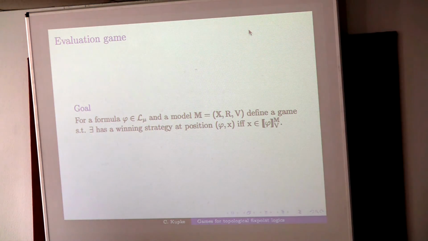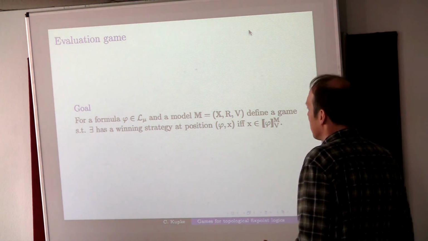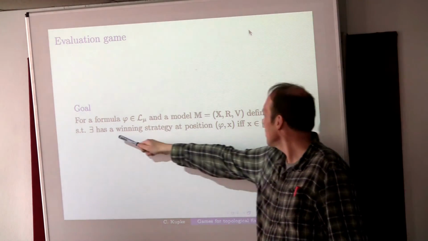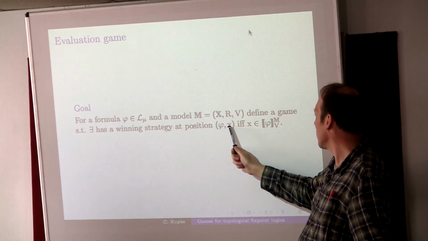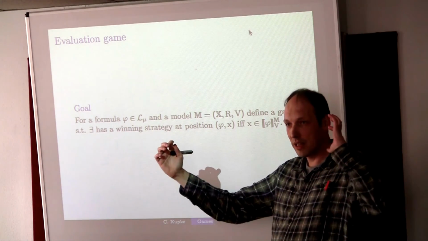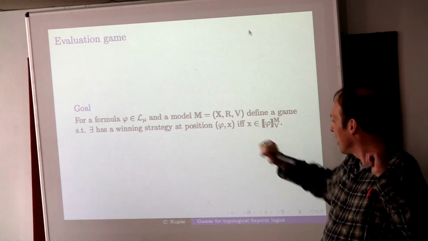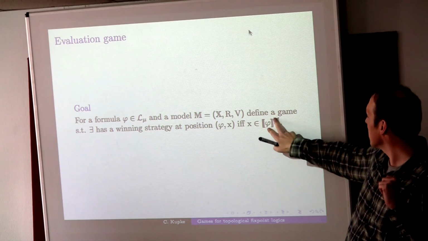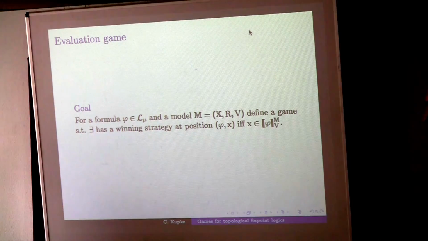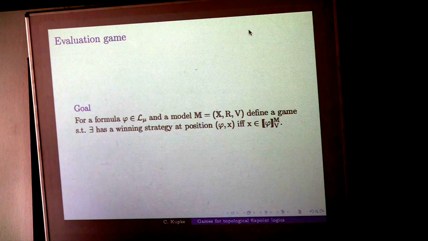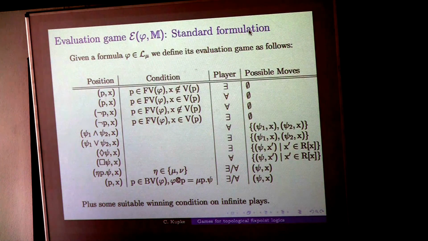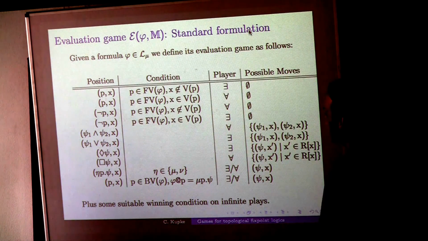And so the goal indeed was that we wanted to have a game such that, for a given formula phi and a model, we define a game such that Eloise has a winning strategy at this position phi, comma, x. The positions are formulas, comma, element states in the model, if and only if x is in the denotation. This was the main goal, as on this slide that we made in the talk. So anyway, here is the game.